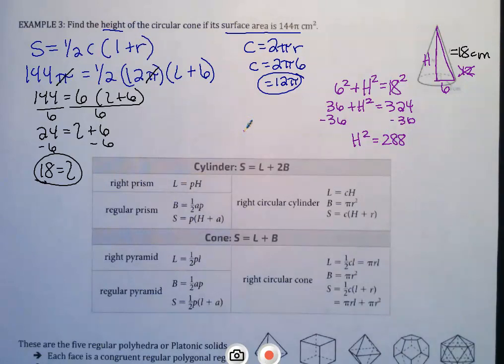Then what? Square root. Square root. So h equals approximately 17. 12 times the square root of 2, which is approximately 17 centimeters. That is your final answer.